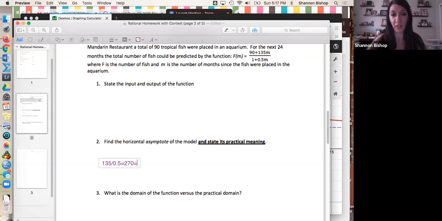Now we usually call it by its output letter, which for this particular problem is F for fish. So F equals 270 is our horizontal asymptote. But what does it mean? Keep in mind that horizontal asymptotes are barriers. They're not errors, they're just barriers.